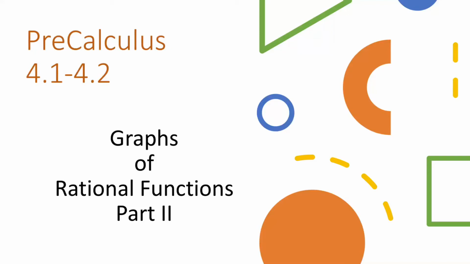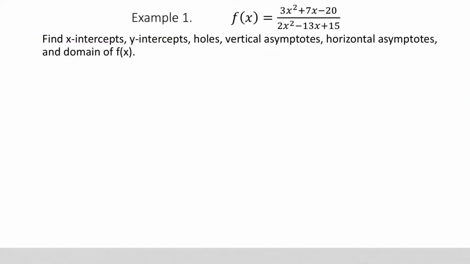Welcome to Pre-Calculus Section 4.1, 4.2. Now we're ready to do some graphs of rational functions. So in this example, we're going to practice finding this whole list of stuff. So the very first thing that we need to do is factor the top and the bottom of our function.